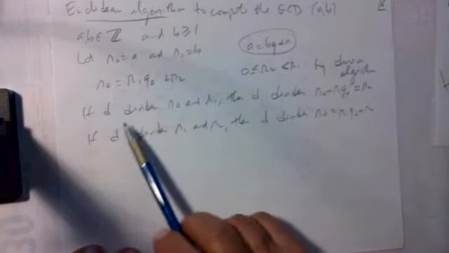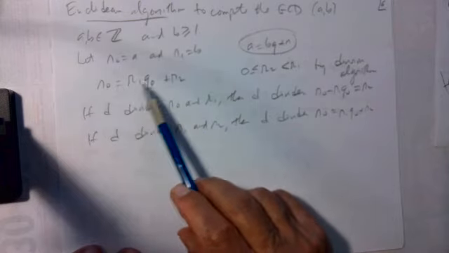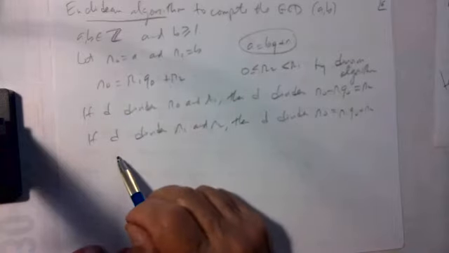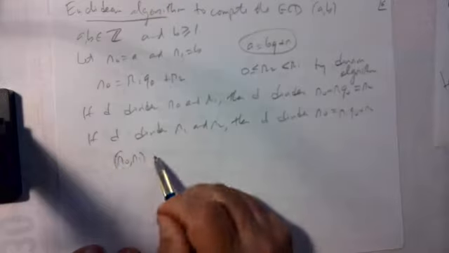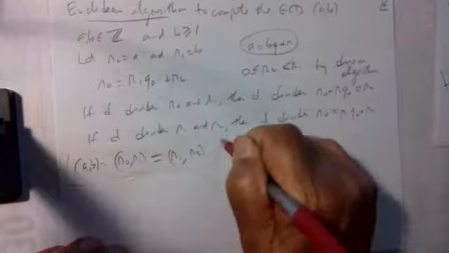So the set of common divisors of R0 and R1 is the same as the set of common divisors of R1 and R2. So the greatest common divisor of R0 and R1 is going to equal the greatest common divisor of R1 and R2, which is the gcd of A and B, of course, since A is R0 and B is R1. This is the fundamental observation. And now we repeat this.